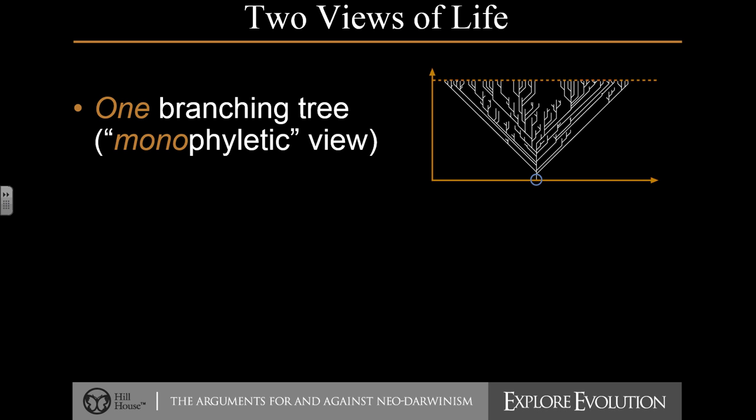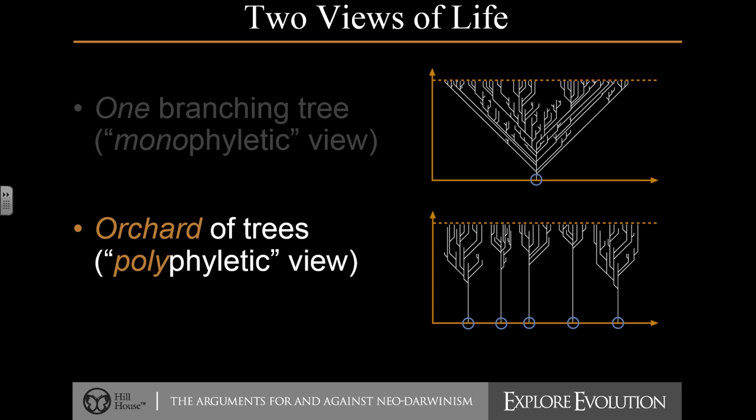So one more time, we're looking at the difference between one branching tree, a monophyletic view, which is what the theory of evolution proposes, because the theory is arguing that life originated through purely natural processes and through random events, versus an orchard of trees, or a polyphyletic view, which by definition could not be a single random event.